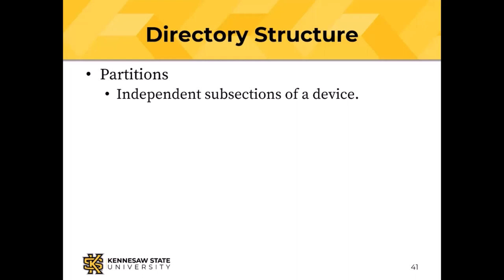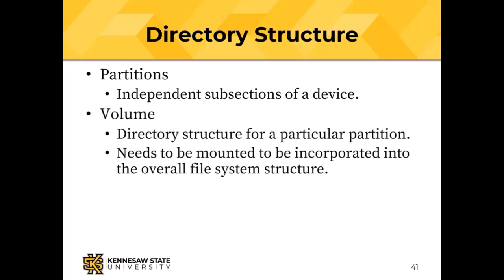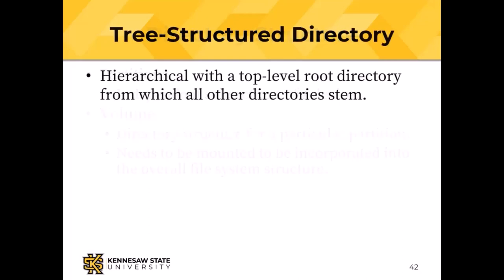Partitions are independent subsections of a device like a magnetic disk or a solid-state drive. A volume is the directory structure for a partition, and it needs to be incorporated somewhere into the overall file system. Windows uses drive letters to do that, although you can use that backslash notation. Unix uses mount points. And so the whole file structure appears to be in one place, even if it's on more than one physical volume.